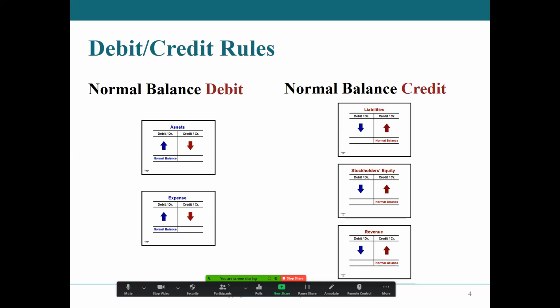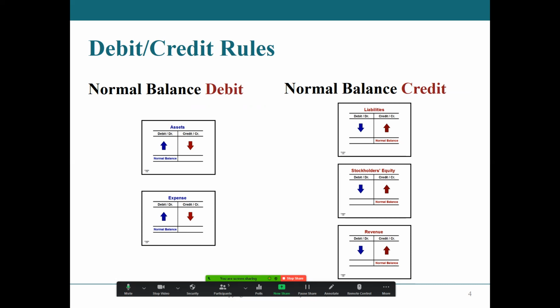So this takes us to what are called debit and credit rules. When we record these transactions in our journal, and a journal is just like you think of a journal for writing down your thoughts, well, we have an accounting journal where we chronologically write down the accounting transactions that occur. When we do that, we record our transaction either as a debit entry or a credit entry.